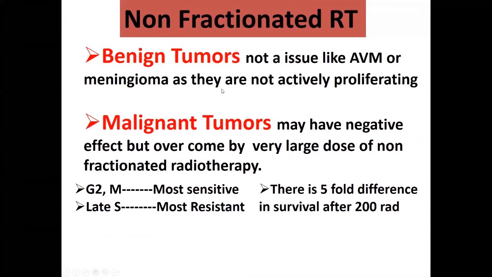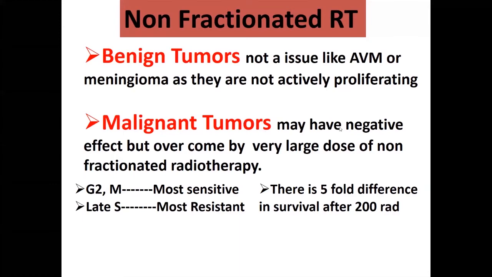So how does it affect tumor cell kill? Now we have two types of tumor, the benign tumor and the malignant tumor. Benign tumors are not actively dividing. So as far as redistribution is concerned, whether you treat with single fraction or multiple fractions, because they are not dividing, there will not be any difference in sensitivity between the two types of delivery, that is non-fractionated and fractionated. But for malignant tumors, certainly because of redistribution, fractionated radiotherapy has an advantage over non-fractionated radiotherapy.